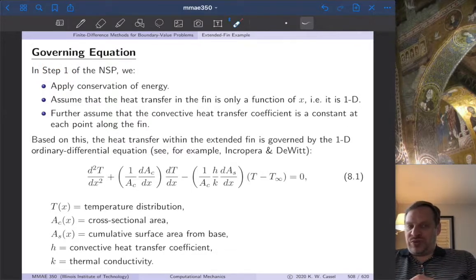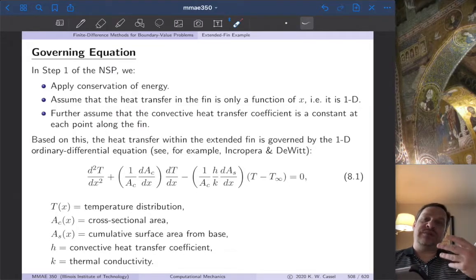So the governing principle is conservation of energy. So we'll apply that. We're going to assume that the heat transfer in the fin is only a function of x, so it's one-dimensional. Again, that's a good assumption for a long, thin fin, not necessarily for a short, stumpy one. And we're going to assume that the convective heat transfer coefficient h is a constant. This is sometimes okay. I mean, it's one of those assumptions. It's actually a terrible assumption in reality, but we'll apply it because it makes our problem quite a bit easier.